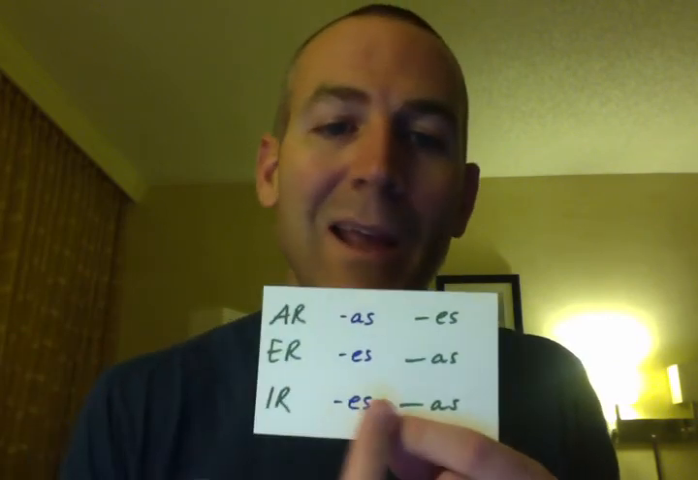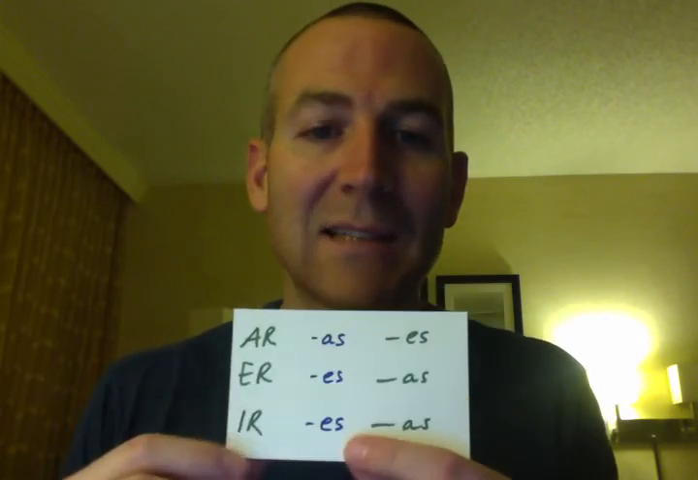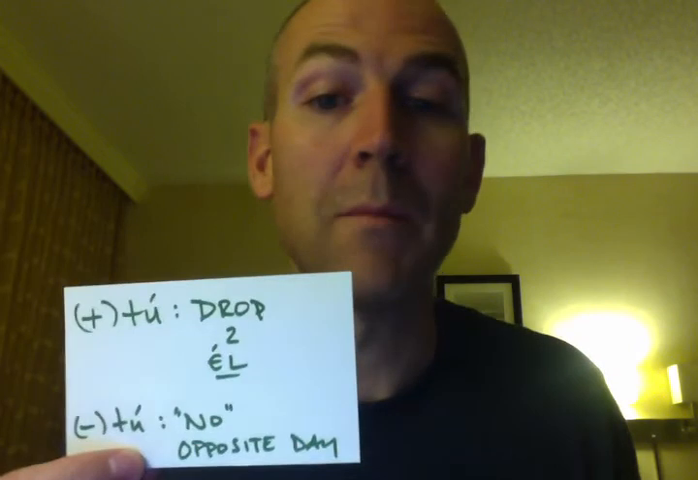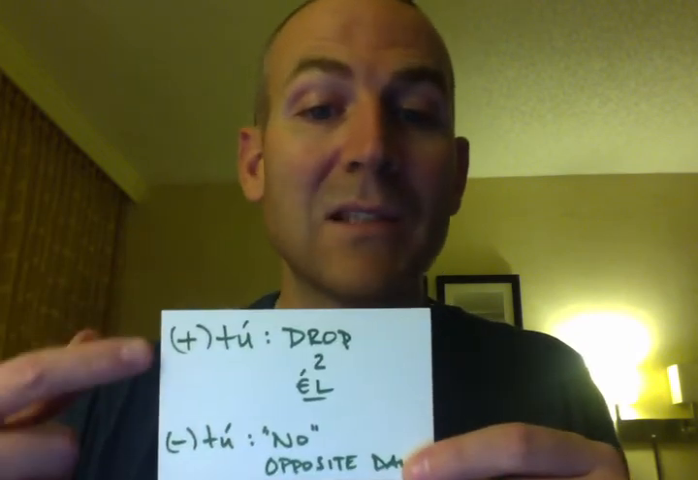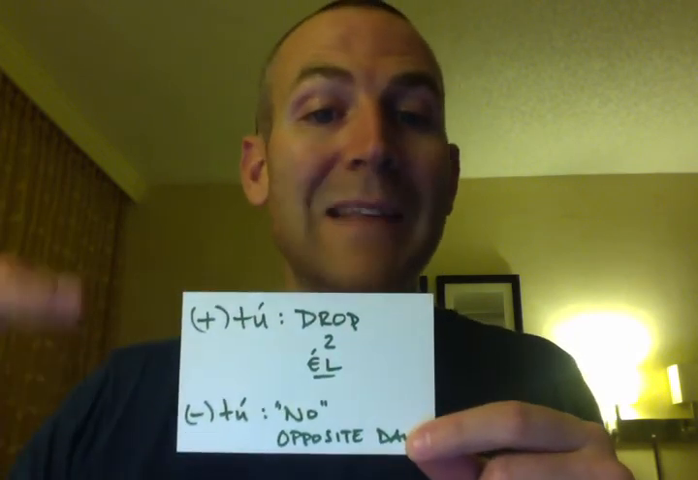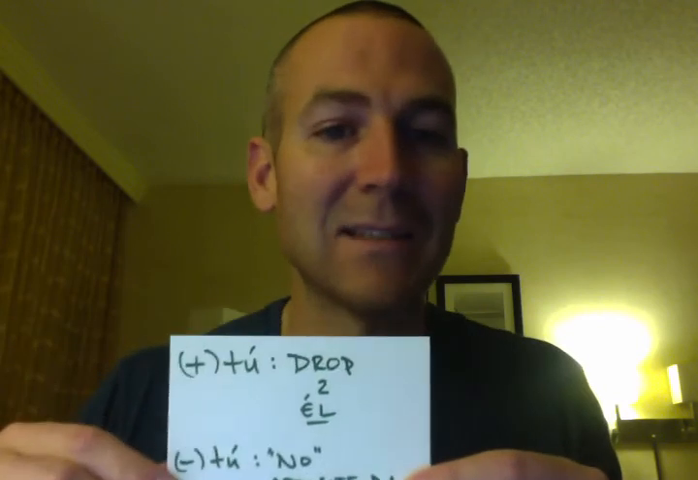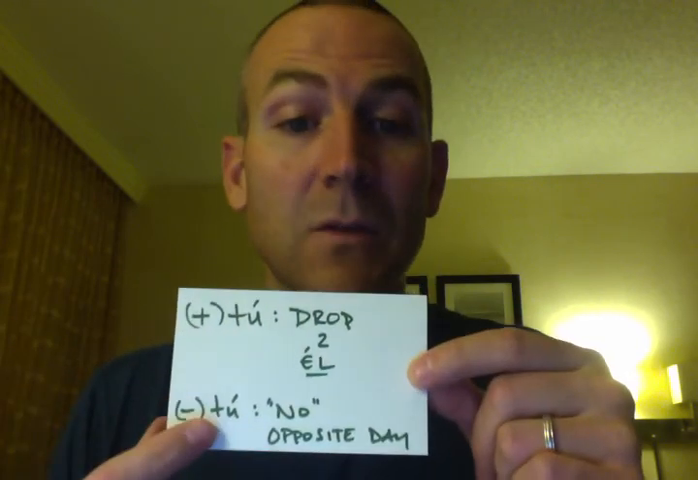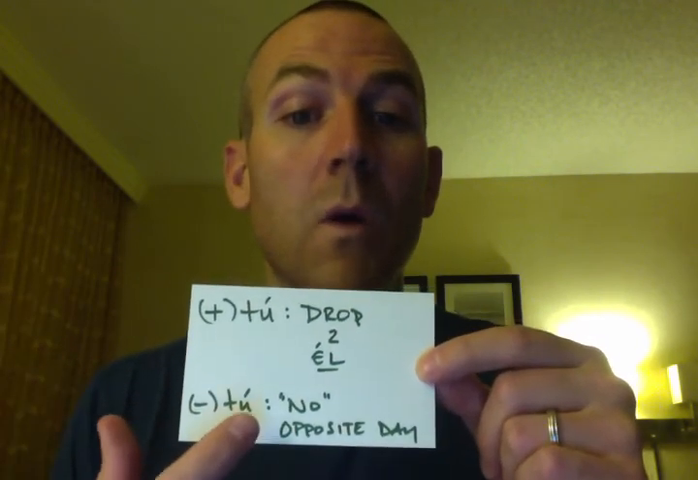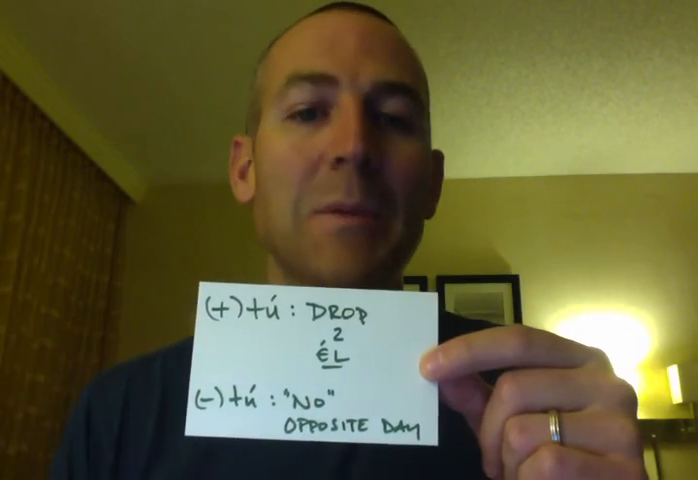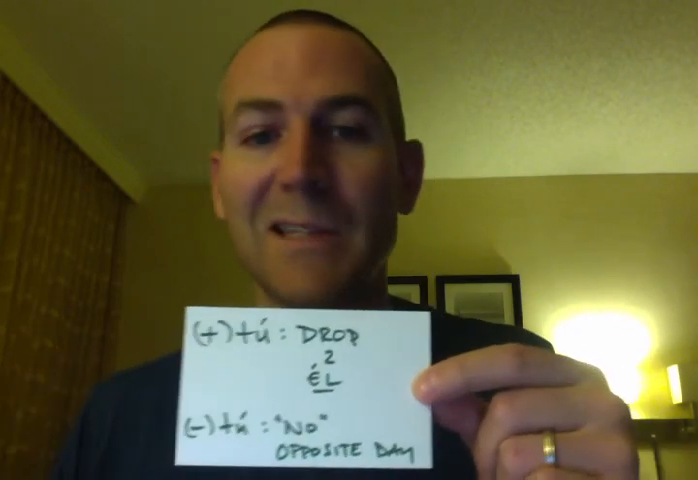in a negative tú command, it flips around and becomes es, as. If you can just remember it's the opposite, you're going to be okay. Recapping both these rules, to make a positive, affirmative tú command, drop down to the él form. Get rid of the S. That's all you got to do. And to make a negative tú command, all you got to do is throw on the word no, and then it's opposite day. If it's as, it becomes es. If it's es, it becomes as.